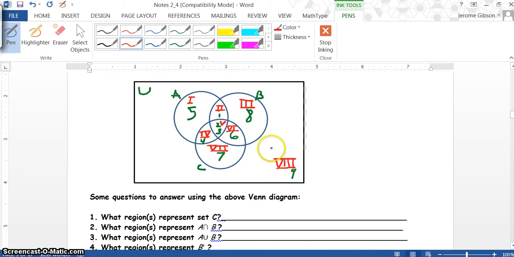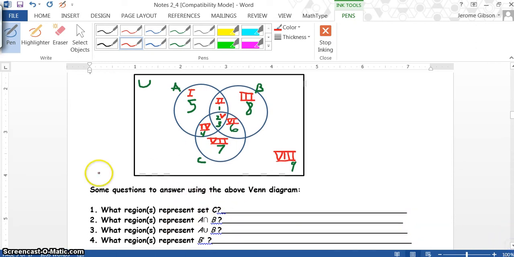Now, we're going to use this in order to answer the questions that we have here. It says here, some questions to answer using the above Venn diagram. What regions represent set C? Now, if we look at set C, look at all the regions that are contained in set C. We have region 4, 5, 6, and finally 7.